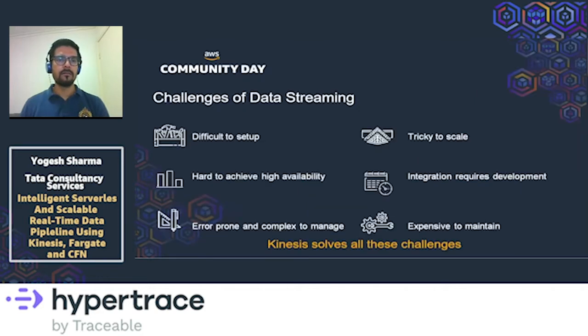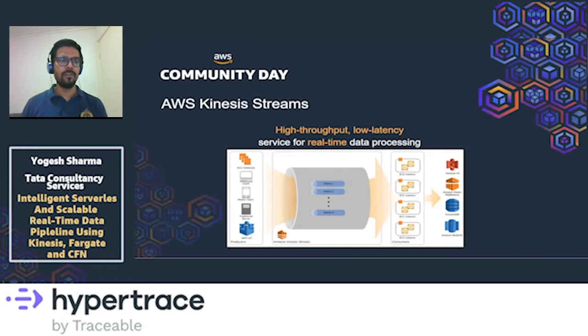Now we know the various benefits and how we should adopt real-time data streaming, but it's not easy. There are various challenges involved if we are going to deal with real-time data, or create or use any real-time data streaming services. It's quite difficult to set up, scalability is going to be an issue, we need to think about high availability, and it would be expensive to maintain if it's not fully managed. So now AWS Kinesis Data Streams comes into the picture because it is a fully managed service.